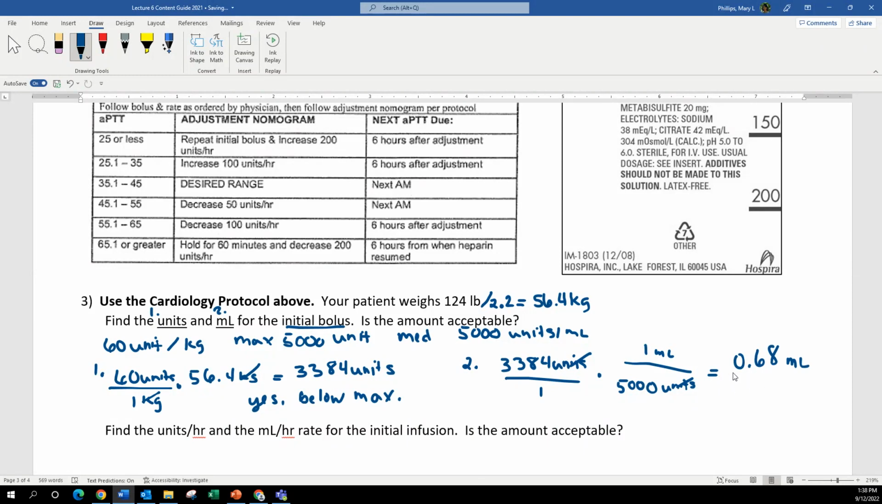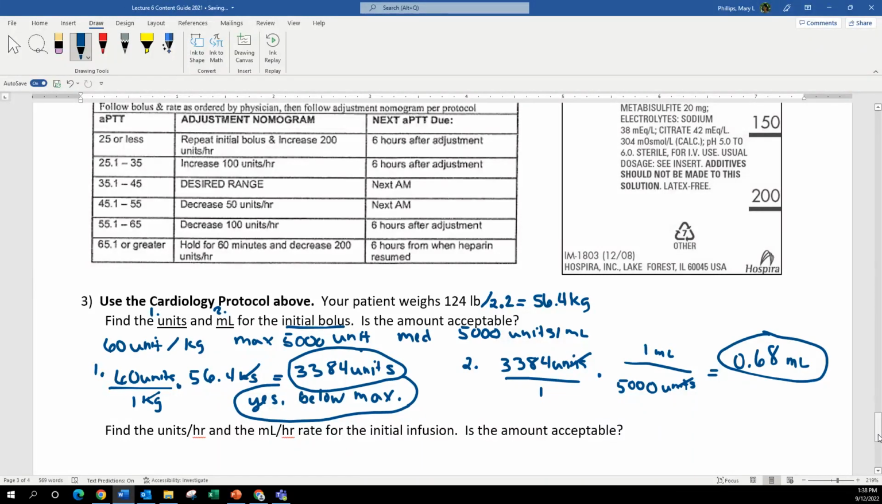So that is all of my work, and I really have 3 answers in this problem. I have the number of units here. I have that this is an okay amount to administer because it is below that maximum based on the protocol, and we read the maximum. And then I've converted that over to milliliters. This is an amount that would be pulled into the syringe and pushed through the IV tubing.